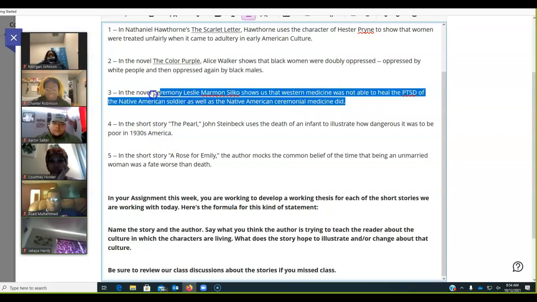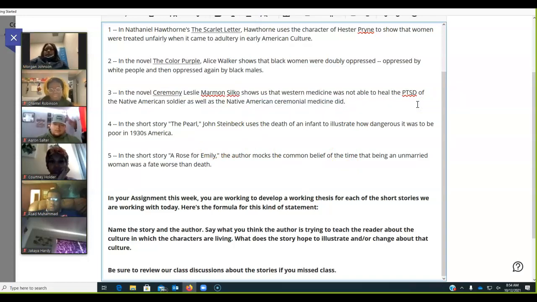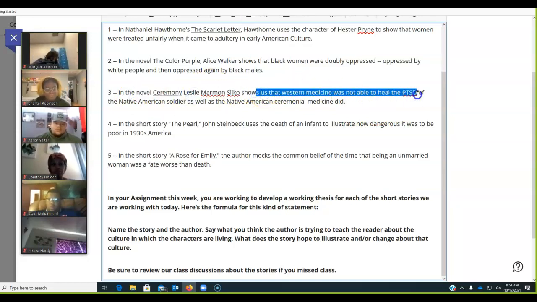Can we back up and have Morgan read us number 3? In the novel Ceremony, Leslie Marmon Silko shows us that Western medicine was not able to heal the PTSD of the Native American soldier as well as the Native American ceremonial medicine did. Fantastic. Okay, so there we are working, again, same formula. We've named the piece, we've named the author. We're saying they show us what happened in the story to prove something about the culture, right? And we've got those 3 pieces in there every single time.